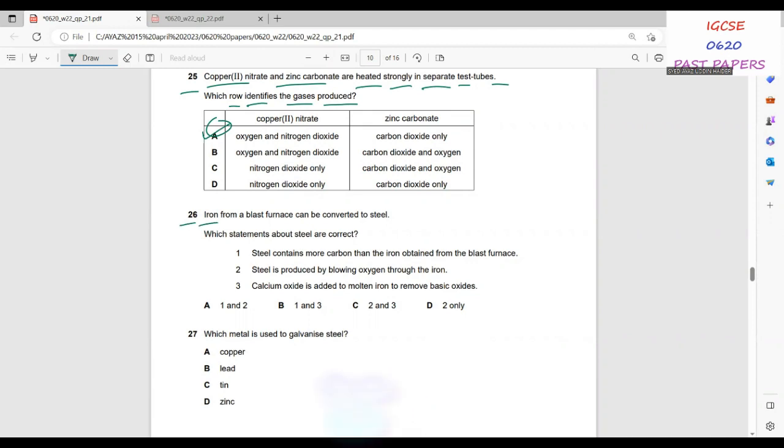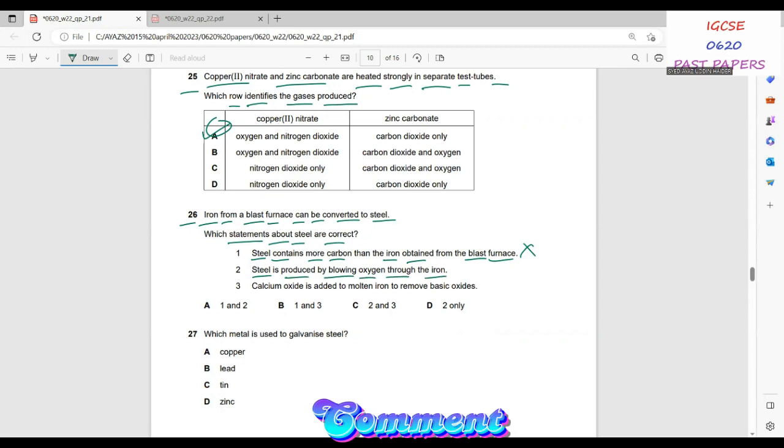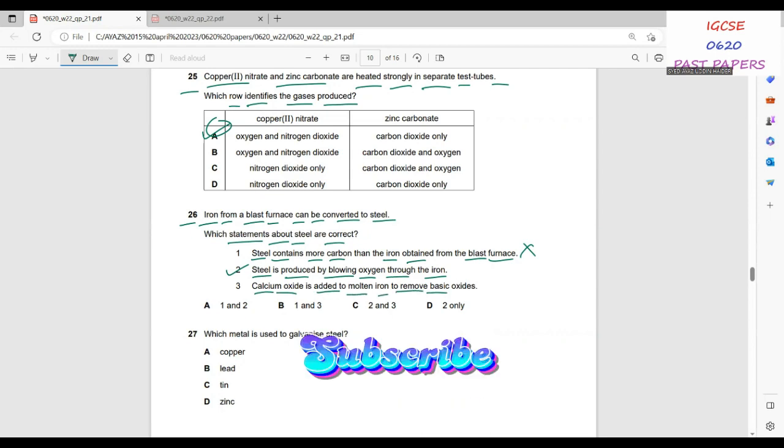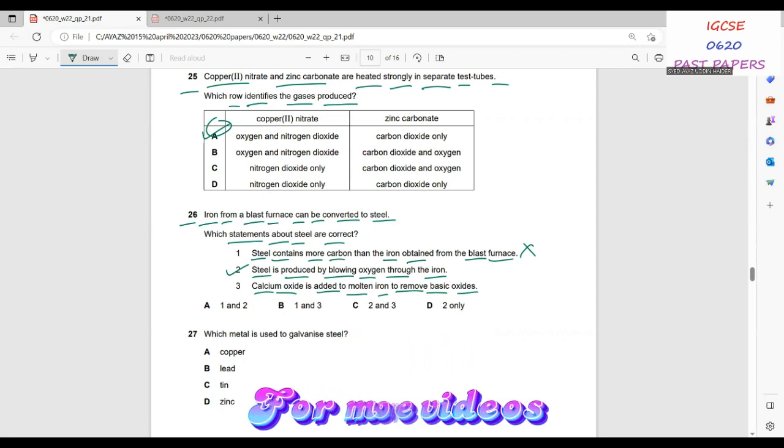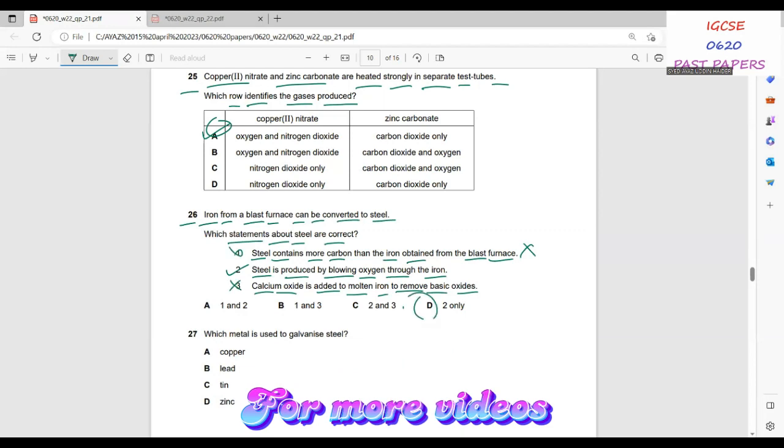Question number 26. Iron from a blast furnace can be converted to steel. Which statements about steel are correct? Number 1, steel contains more carbon than iron obtained from the blast furnace. This is wrong. Number 2, steel is produced by blowing oxygen through the iron. Yes, this is correct. 3, calcium oxide is added to molten iron to remove basic impurity oxides? No, it is used to remove acidic impurities, acidic oxides. So this is also wrong. Only 2 is correct. D will be the right answer.